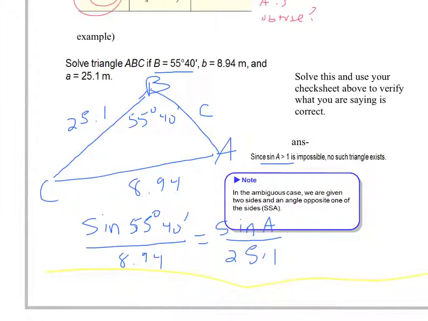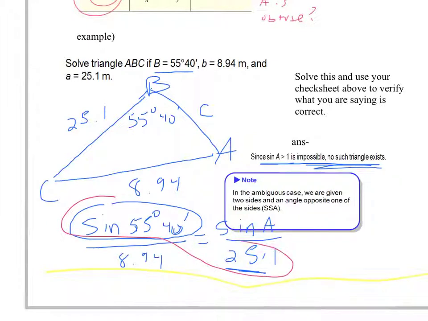Now you'll notice here, when we go to solve this, we end up with a statement of sine A is bigger than 1, and if you hit inverse sine of something that's bigger than 1, it's impossible and no such triangle exists. But I'll hit pause as you go ahead and type this out. Sine of 55 degrees, a little over, times 25.1, because we're going to want to cross multiply here, and then divide by 8.94. I'll hit pause and I'll do mine, you do yours.